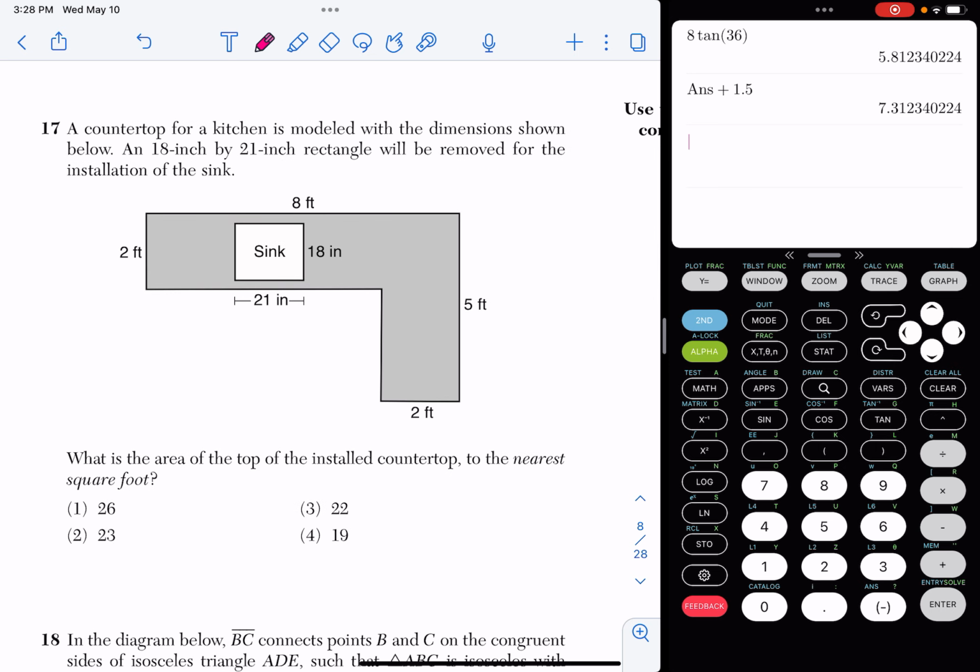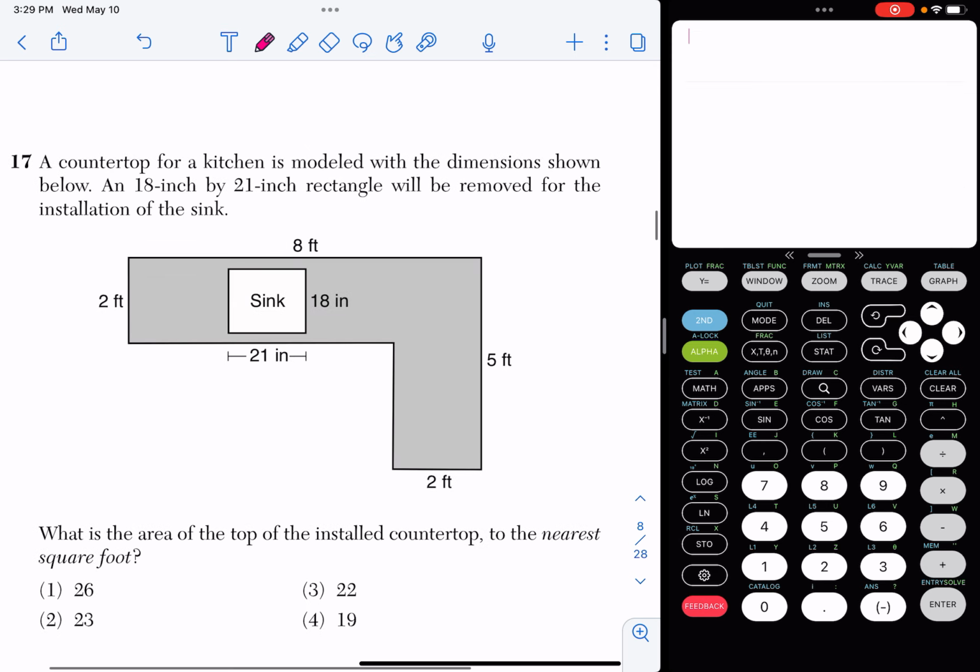17, a countertop for a kitchen is modeled with the dimensions shown below. An 18-inch by 21-inch rectangle will be removed for the installation of the sink. What is the area of the installed countertop to the nearest square foot? Okay, so the first thing that I'm going to do is this is an L shape. Let's break this so that it is no longer an L shape, and let's just split it into 2 rectangles.